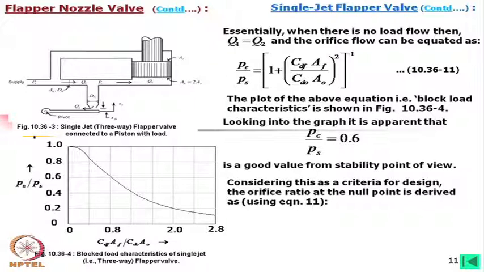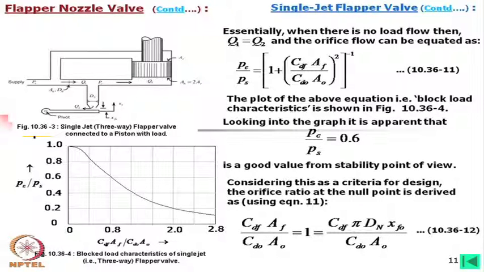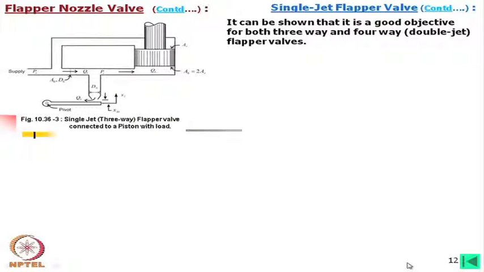Considering this as a criteria for design, the orifice ratio at the null point is derived as... Now this value we would like to put 1, because this pressure we want half, PC by PS is half. So, that means we would like to put 1. So, this ultimately derives into this form, and then it can be shown that it is a good objective for both 3-way and 4-way.